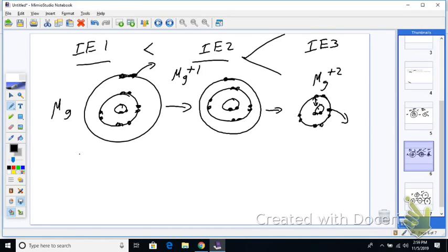This one. You look at magnesium. It starts out at 735. Then it about doubles the amount of energy you need to take out because the electron gets a little bit closer. And then you go to 7,730.